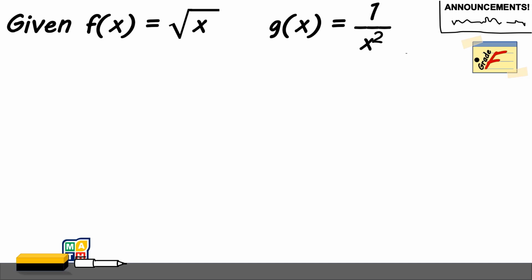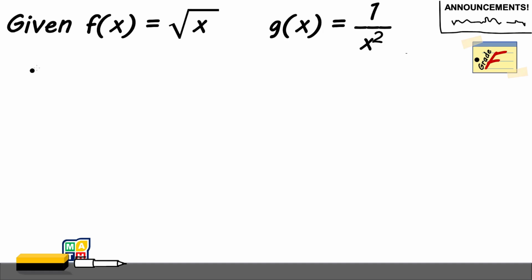Hi, how are you? Now, let's consider these two given functions, f of x being square root of x, and we have g of x being 1 over x squared. And we are going to show the composite results or composite functions using these two given functions.